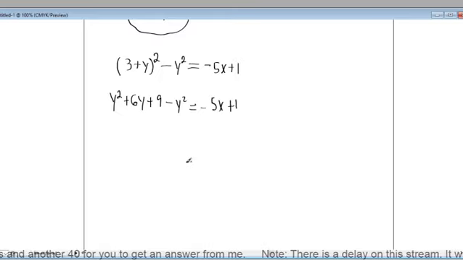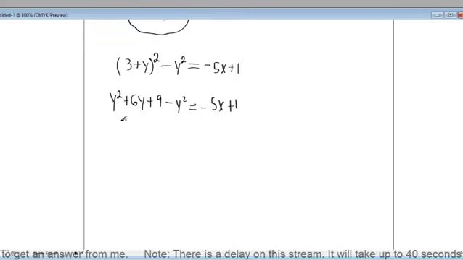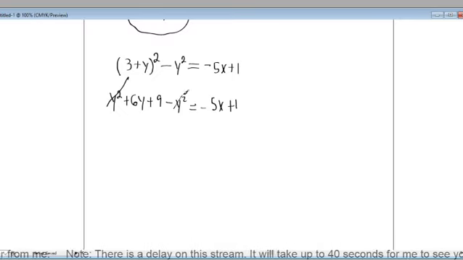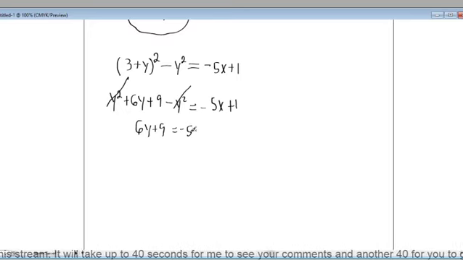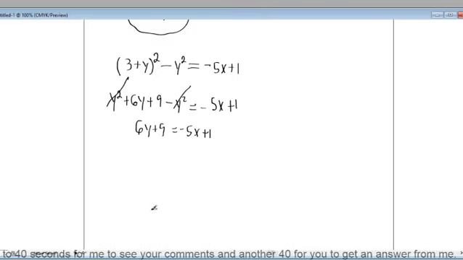And so now we can combine any like terms that we might have, and yeah, we've got y squared and y squared, and they're opposites. This is positive y squared, this is negative y squared, so they're going to cancel each other. So we just have 6y plus 9 equals negative 5x plus 1.